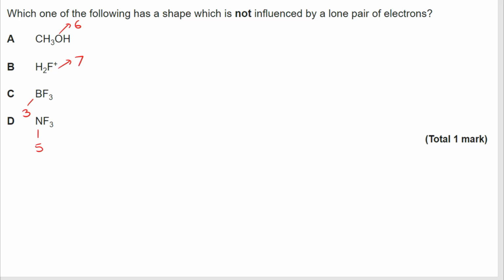But if I move up to C, where I've got BF3, boron is in group 3. Each of its outer electrons goes into one bonding pair. So I have 3 bonding pairs and I have no lone pairs left, as we can see here. And for that reason, the correct answer is C.